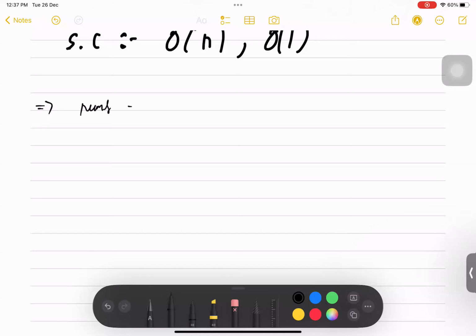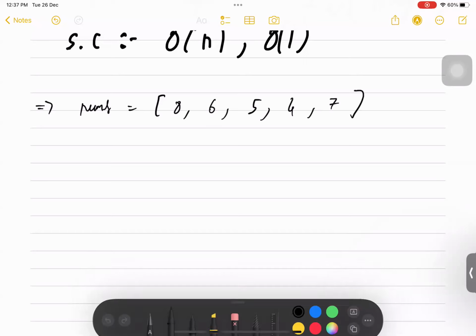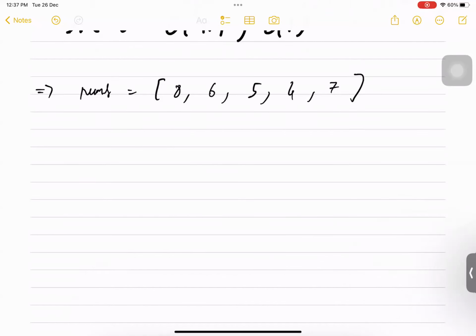Basically we are given an array called nums. In this we have some integers given, let's say 8. So this way we are given some integers. Now we should say how many incremovable subarrays of the given array are there.